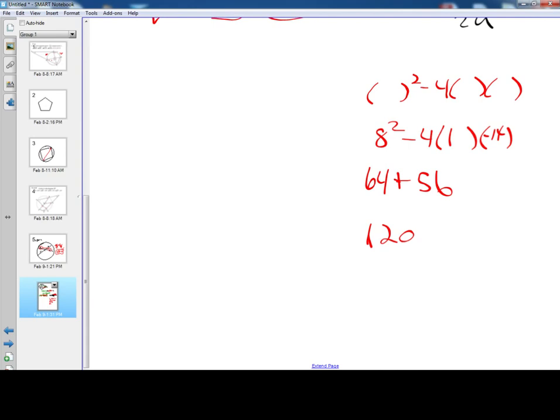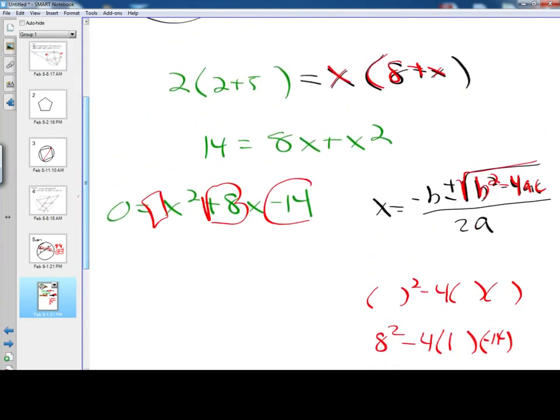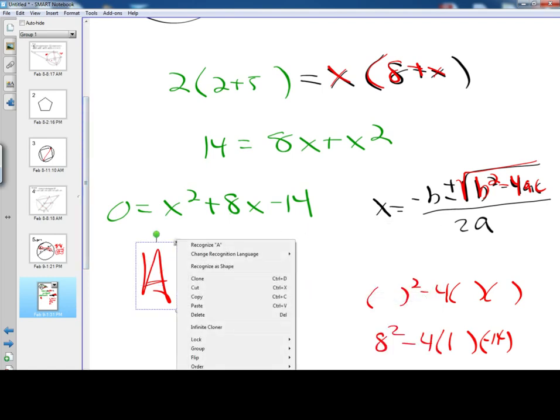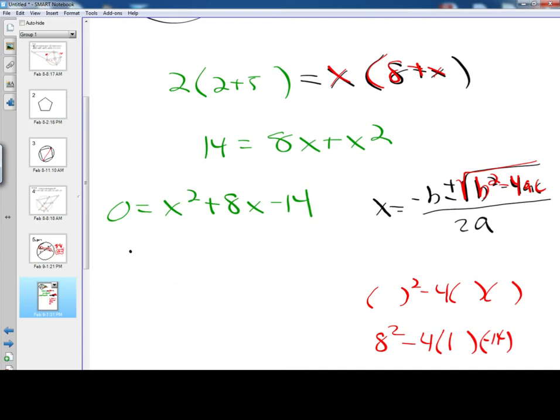I forget this, but how do you find a, b, c? You put them in order from highest to lowest, and the coefficients are a, b, and c. So a would be 1, b would be 8, c would be negative 14.